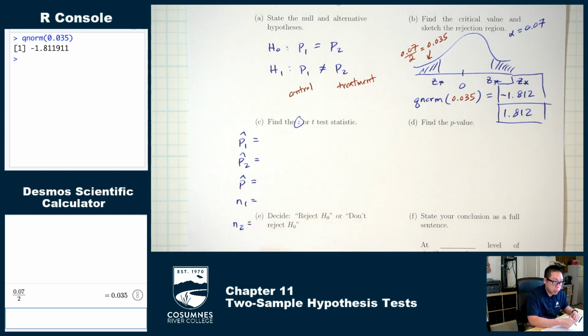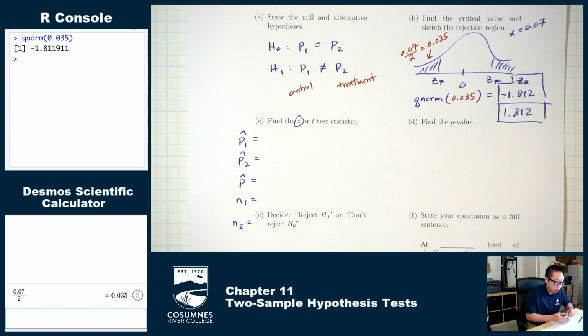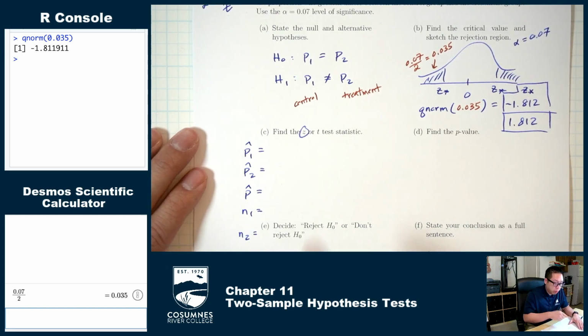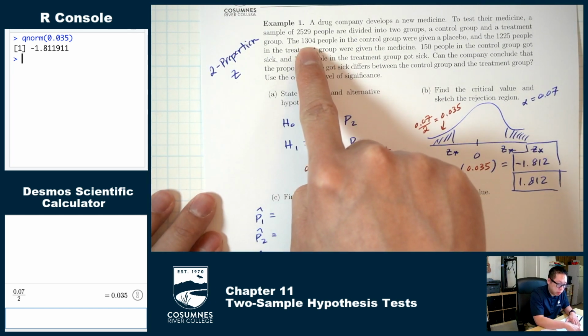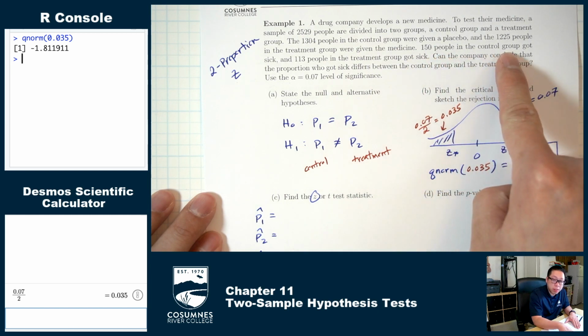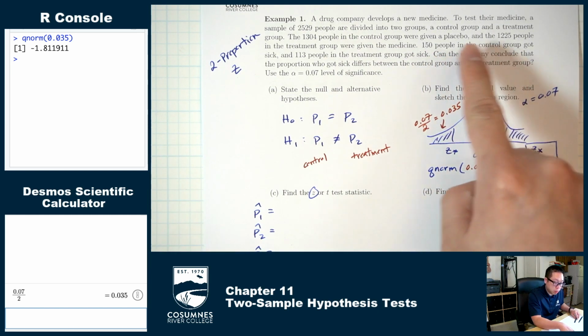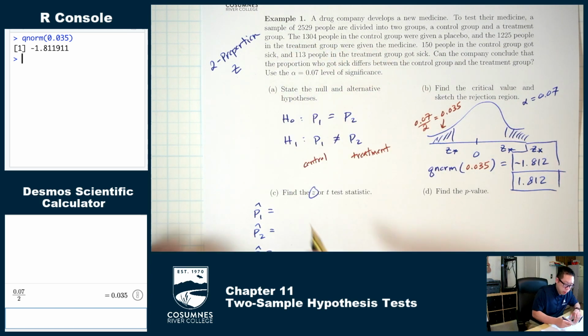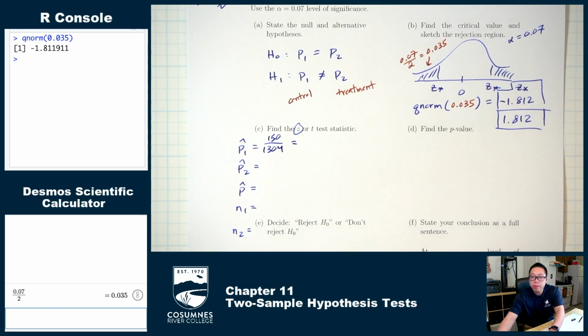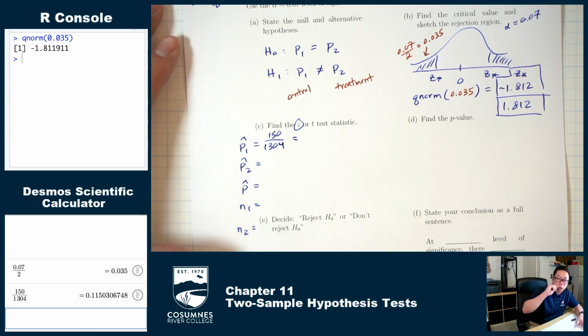P1 hat is going to be the proportion from my first sample, which is the control group. So for my control group, how many people total and how many people got sick? There's 1,304 people in the control group and 150 people in the control group got sick. So P1 hat is going to be 150 out of 1,304. That's 0.115.